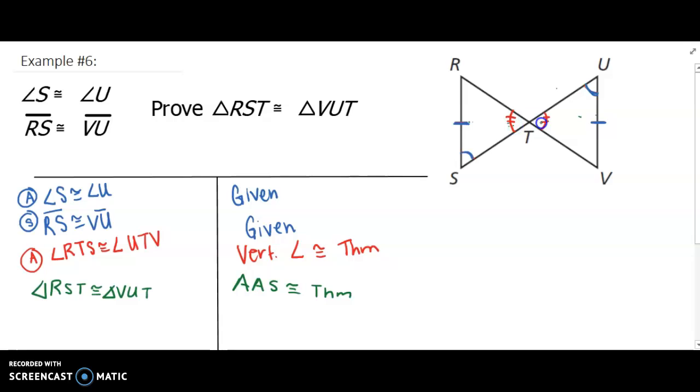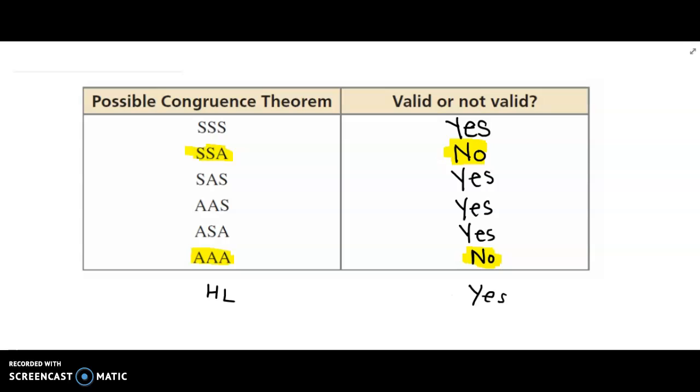So I could say these two angles are congruent by the vertical angles theorem, and then notice I have an angle, an angle, and a side. The side is not between the two angles, so I can say the triangles are congruent by the angle, angle, side theorem. All right, here's this last little chart to kind of help guide you. All these are possible congruence theorems, except side-side-angle is not a thing, and angle-angle-angle is not a thing. And don't forget about the hypotenuse leg.